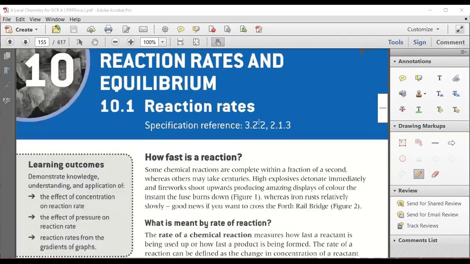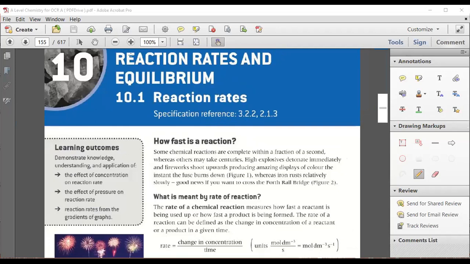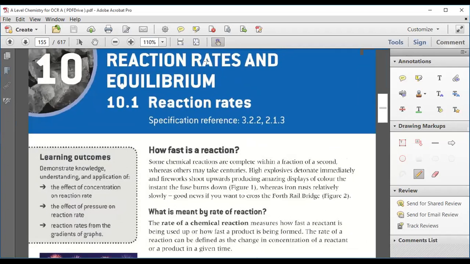So we are now going to start a new chapter, that is reaction rate and equilibrium. Okay, the chapter name is reaction rate and equilibrium. In this chapter, we are going to understand first about the effect of concentration on the reaction rate. So basically, we will study the reaction rate. By reaction rate, it means how fast or slow a particular reaction is.